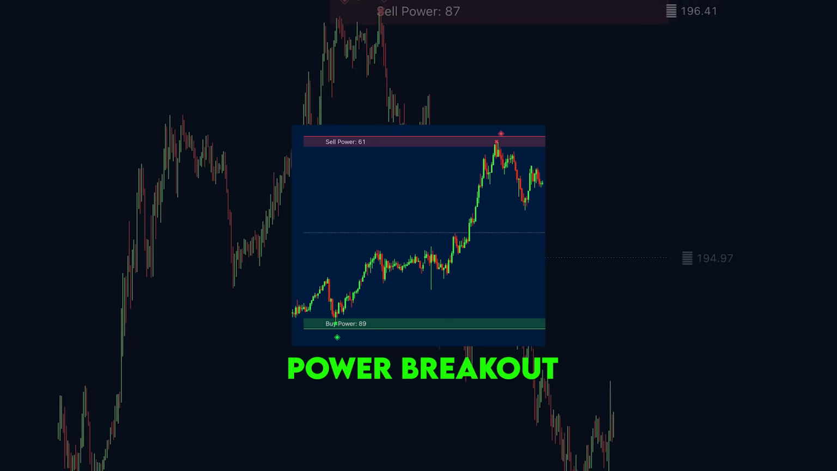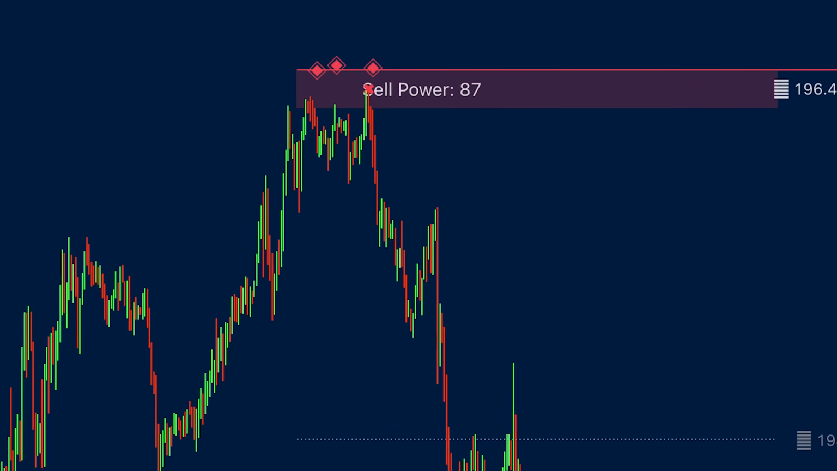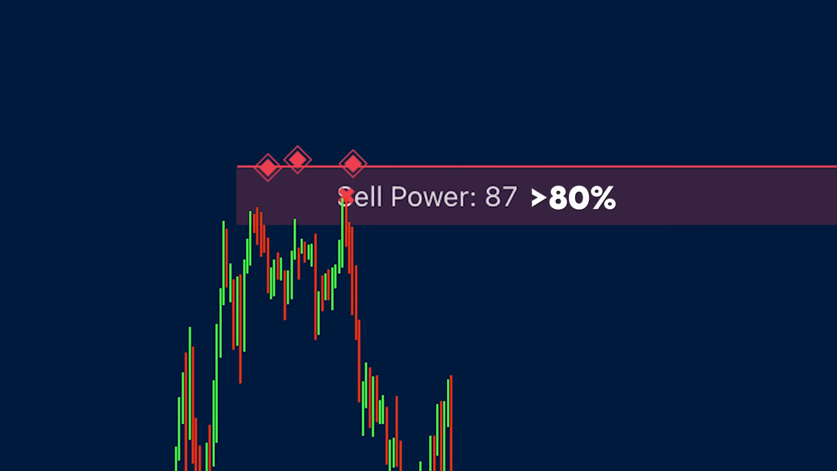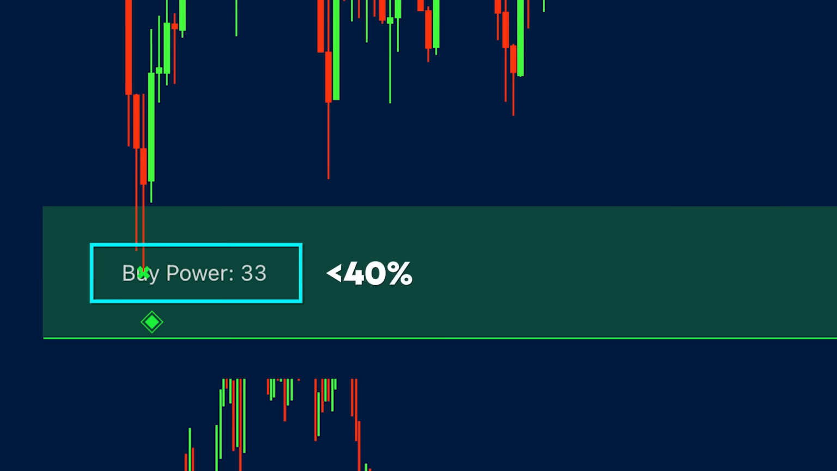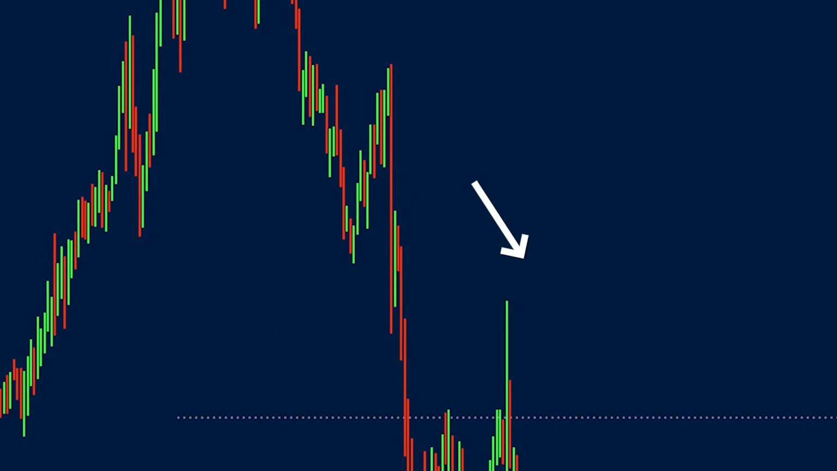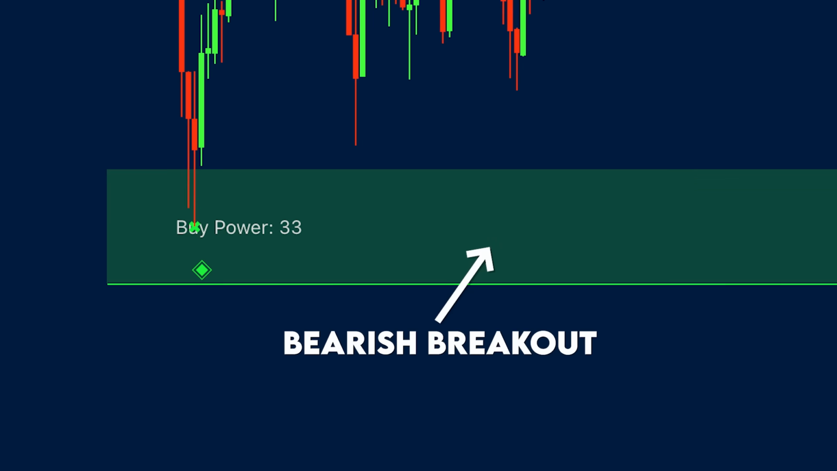Strategy 2 is the power breakout momentum. For breakout trades, you want to focus on the power differential, when sell power in resistance exceeds 80% and buy power in support drops below 40%. It signals that institutional selling pressure exceeds buying interest. This creates high probability bearish breakout conditions.